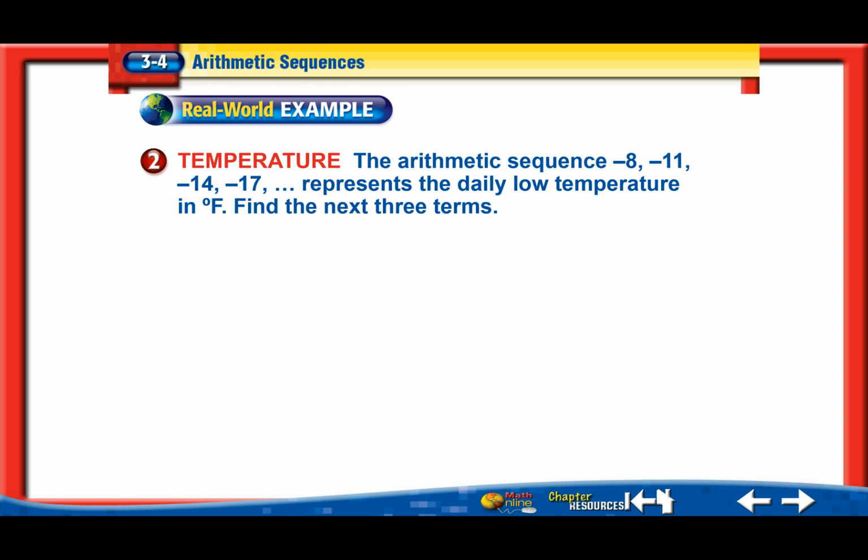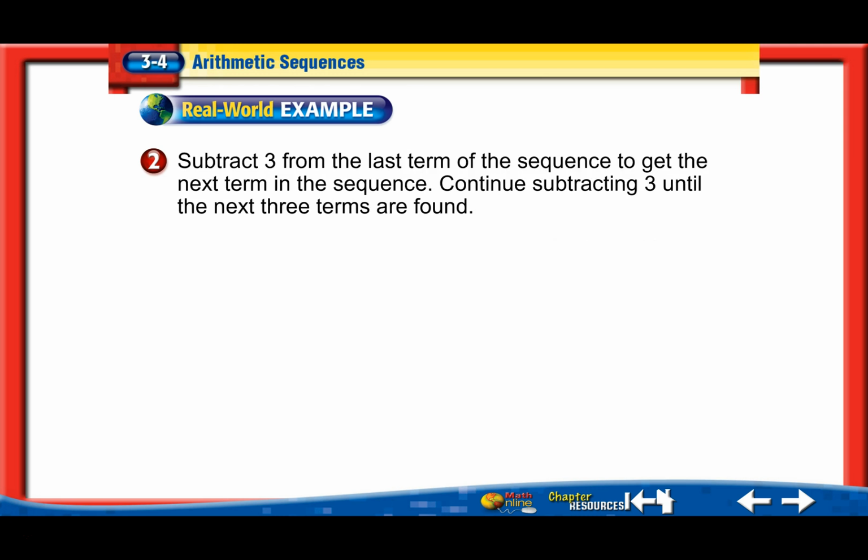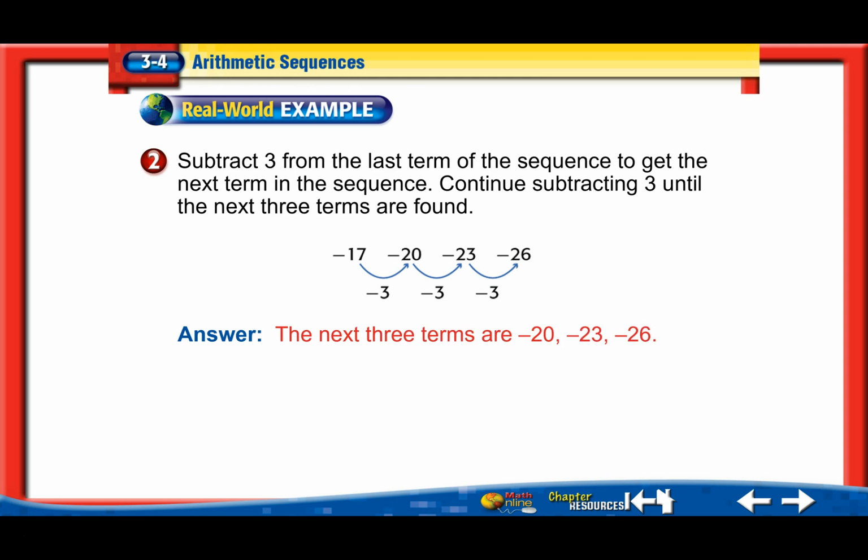Right, for an arithmetic sequence, they're telling you -8, -11, -14, -17 represents the daily low temperature in Fahrenheit. Find the next 3 terms. We find the common difference by subtracting successive terms. So we figured out that's -3, -3, -3. So the common difference is -3. We subtract 3 from the last term in the sequence to get the next term and continue until we find the next 3 terms. So -17 minus 3 is -20, -20 minus 3 is -23, -23 minus 3 is -26. So my next 3 terms are going to be -20, -23, -26.